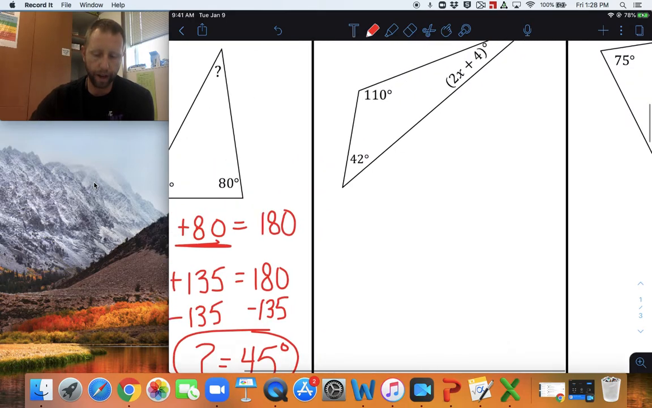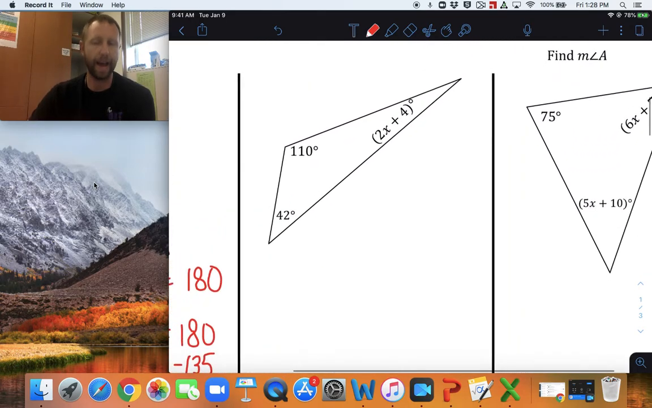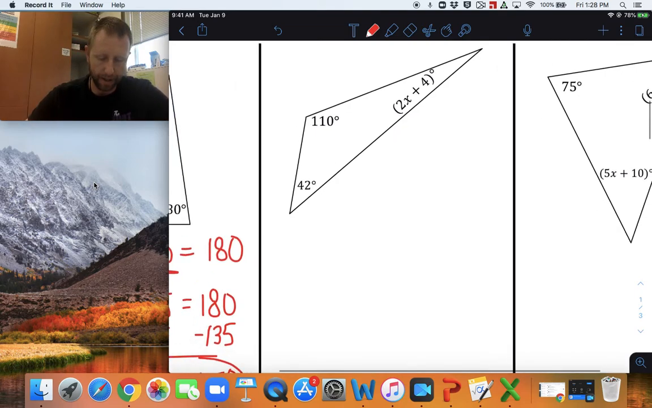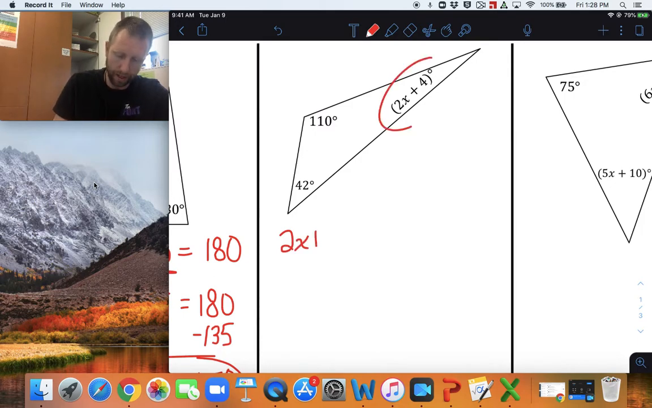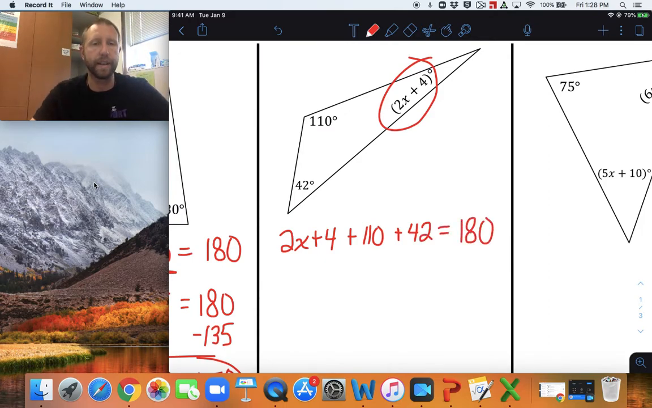And that's what we're going to do for the other two. It's just that they have variables involved. So let's try this out. For my next example here, I'm going to set up my equation first. The 2x plus 4 is the expression for that angle right here. So I've got 2x plus 4 plus 110 plus 42. So all I'm doing is adding all three angles together, and I know that it equals 180 degrees. I know there's an x in there. I'll be able to find out what that is by setting up this equation.